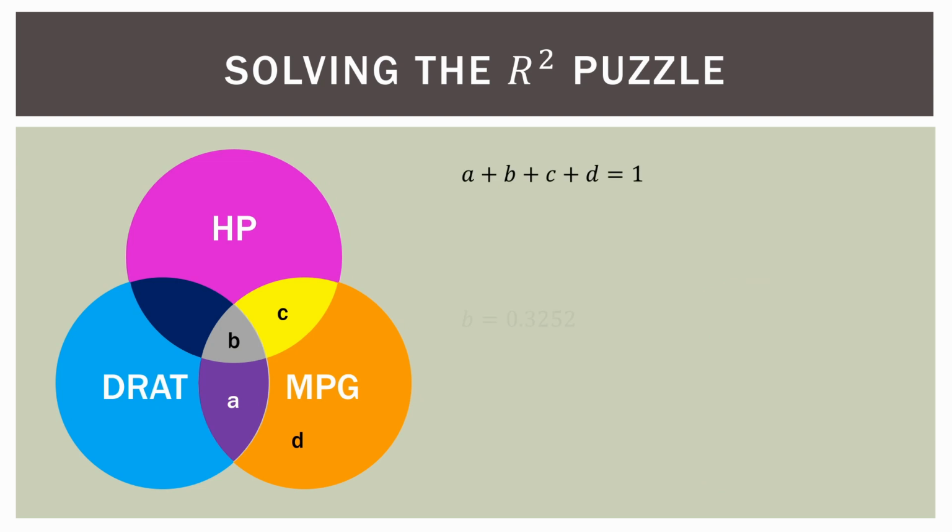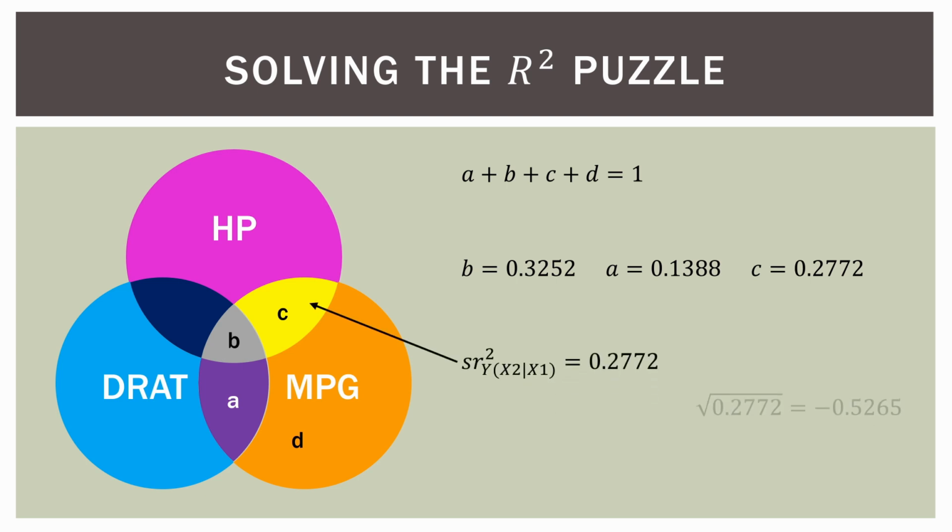So put it all together. We have A plus C plus D equals 1. B is 0.3252. A is 0.1388. C equals 0.2772. So we have all of our numbers here. The semi-partial R squared between Y and X2 while partialing out X1 is the area C here. That equals 0.2772. Take the square root, and we have a semi-partial correlation of negative 0.5265.